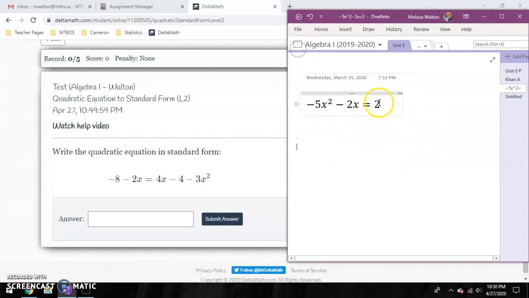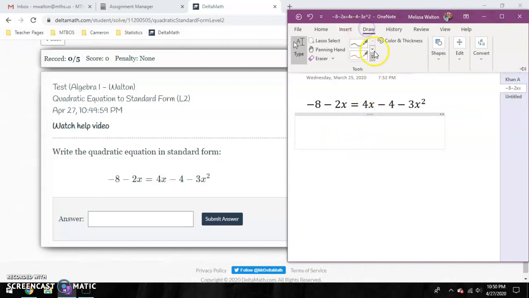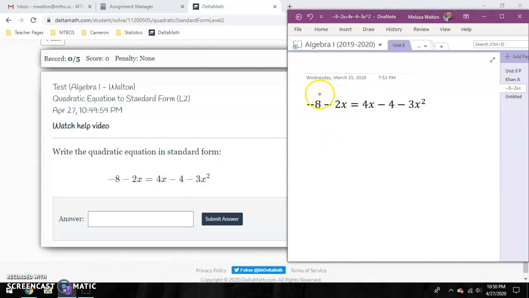Looking at these two sides, I have one side that has a negative 8 and a negative 2x, and the other side that has a 4x and a minus 4 and a minus 3x squared. If I wanted to get everything in one pile, is it going to be easier to move 2 things or to move 3 things? Well, I like to go with the easy route. I'm going to go ahead and move 2 things. So I'm going to try to move these 2 terms over to the other side.